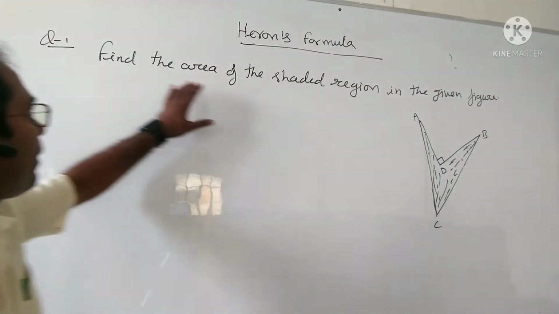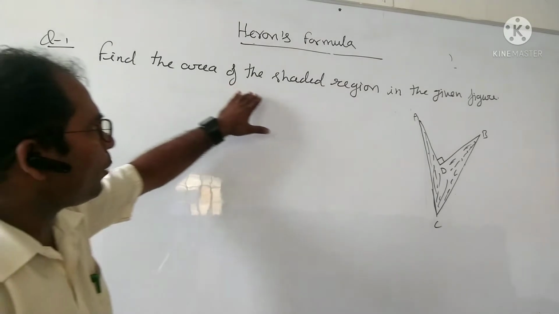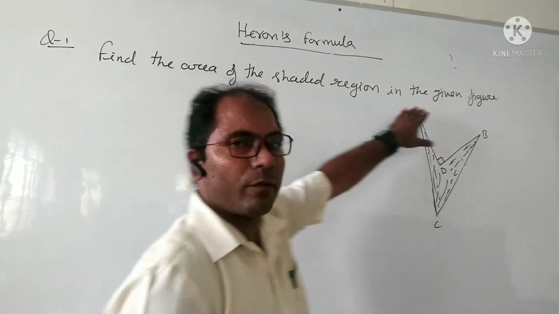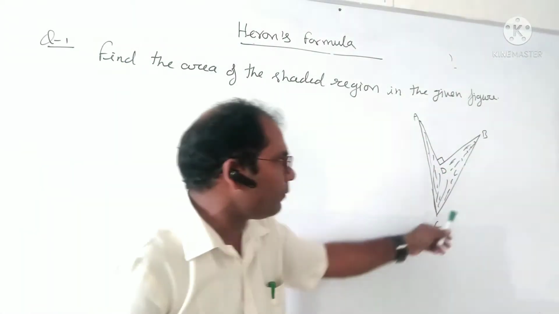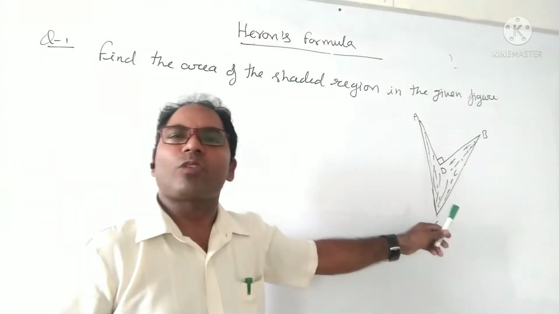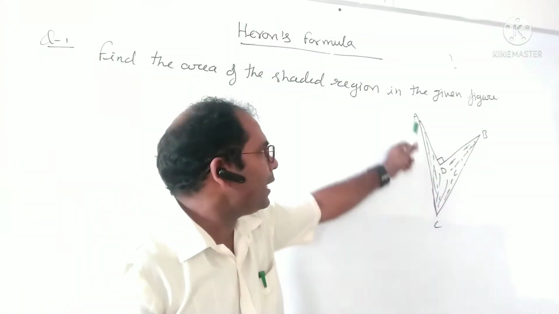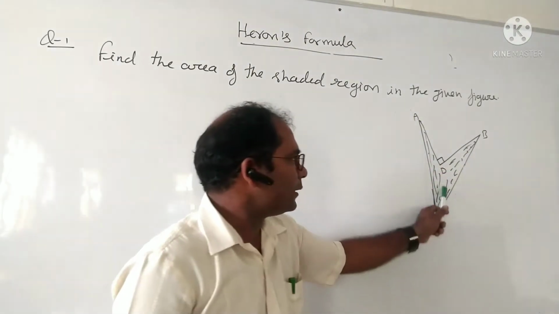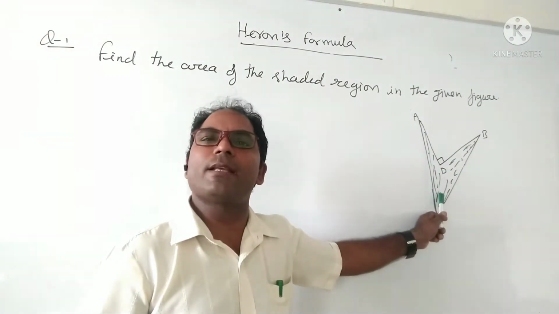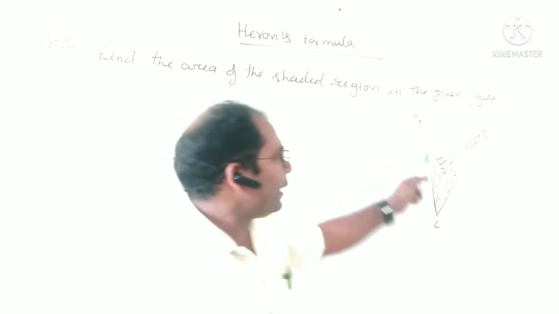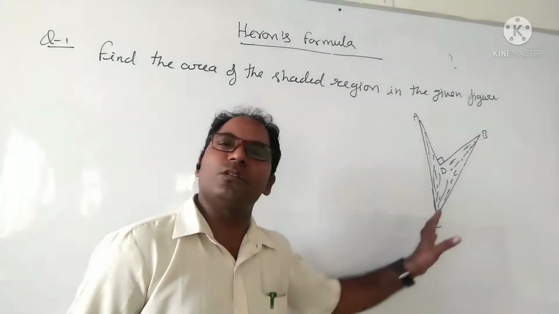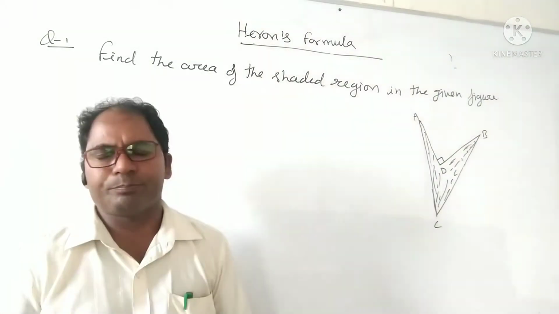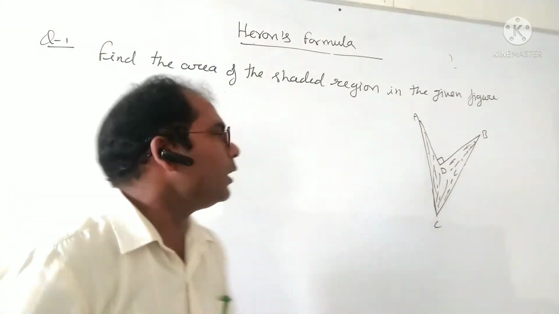Here is the first question. You can see the question: Find the area of the shaded region in the given figure. This diagram is given, and in it you can see A, D, B, C. This part is shaded, and we have to find out the area of this shaded part. So how can we find it?